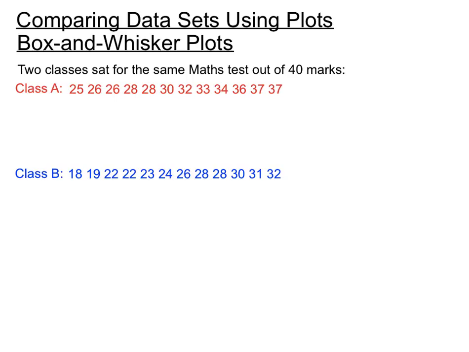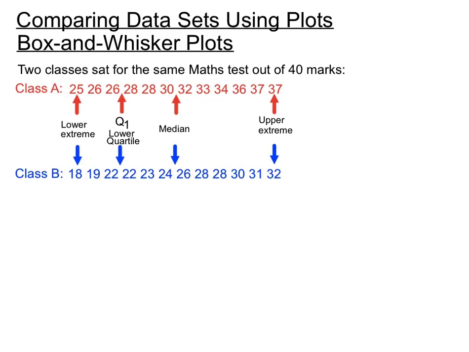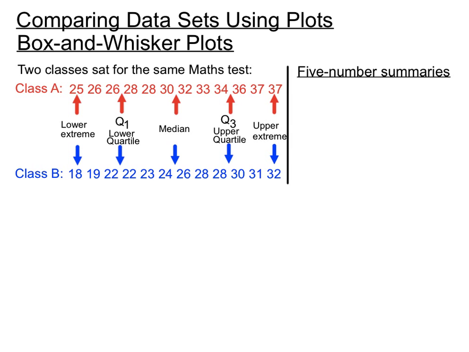Okay, there's Class A and Class B here. Let's have a look. These are two classes sitting for the same maths test out of 40 marks. And I'll put them all in order there to make it nice and clear, and it's also convenient that there's the same number of scores in each class there. But let's have a look. We can pick the lower extreme for each. We can pick the upper extreme for each. If we count carefully, we can pick the median, which is halfway between a couple of scores in the middle there. And then we can pick the lower quartile, which is again halfway between a set of scores there, and the upper quartile, lower quartile Q1 and upper quartile Q3. So we can figure out the numbers there. We can have a 5-figure summary.